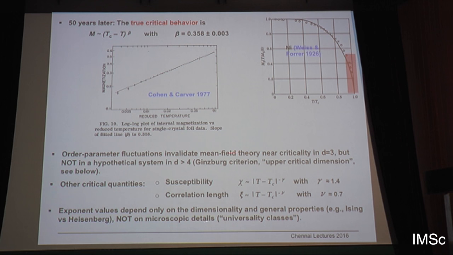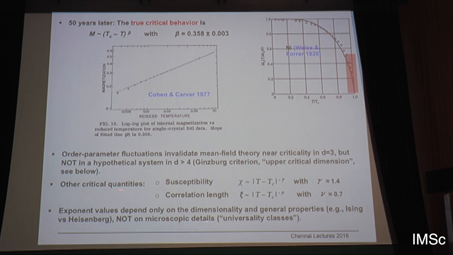And so in the case of these magnets, there is a critical dimension that's equal to 4. So if you're above that, then mean field theory works. If you're below that, then it doesn't. And that concept will become important in what follows. Turns out 4 is the upper critical dimension only for this certain class of magnets here, and we'll encounter other cases later.